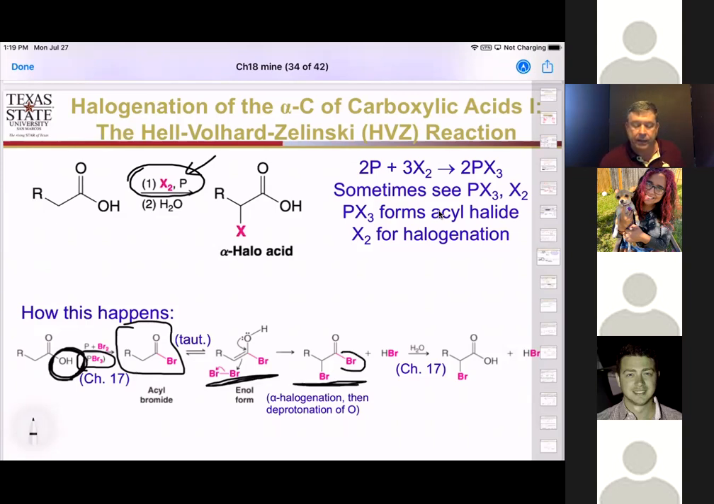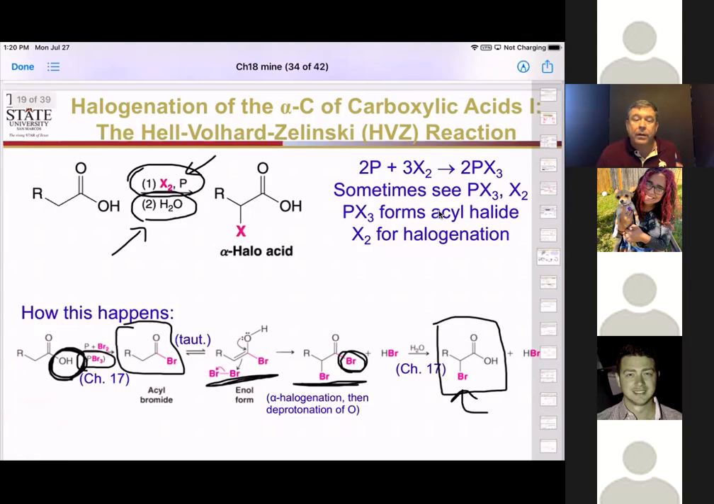Notice we have a halide on here, okay? So that will stay there until the second part of the reaction when you add water. So we add water to the reaction here. That's going to hydrolyze off the acid halide right here, generating HBr, and you end up with your final product right here. So you have an alpha halo carboxylic acid. Okay, and this again, it stops at a single halogenation because it is acid mediated.